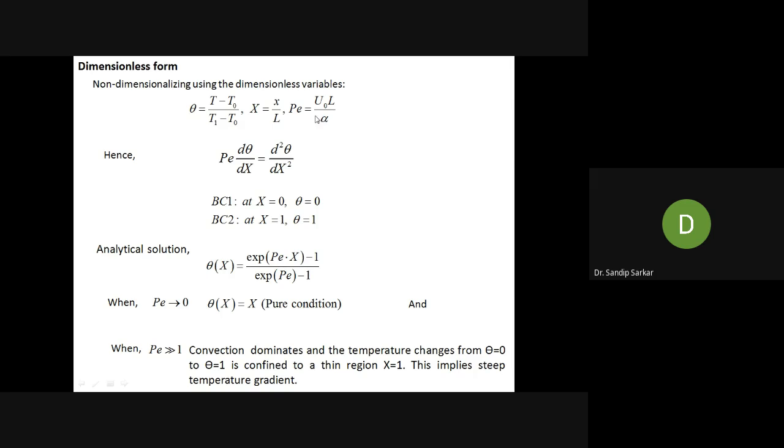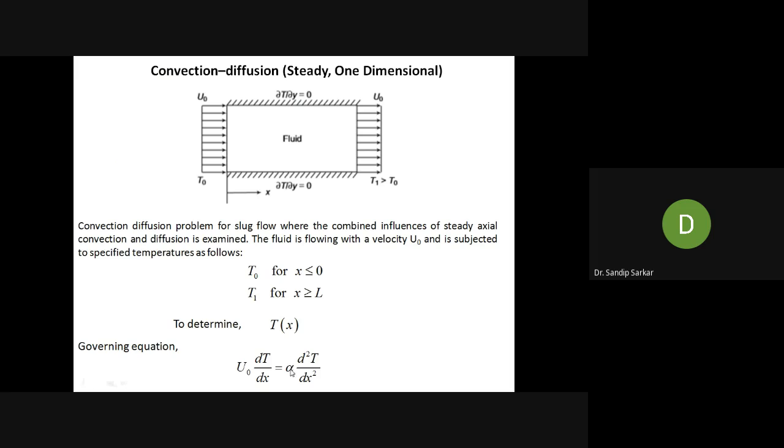So in that situation, what will happen if the convection is dominating over the diffusion for Peclet number very much greater than 1? That means your temperature gradient dT/dx will be limited to the region nearer to the exit of the domain, because whatever flow is coming is forcing the temperature to remain low from the inlet, and it will increase nearer to the wall, nearer to the outlet.